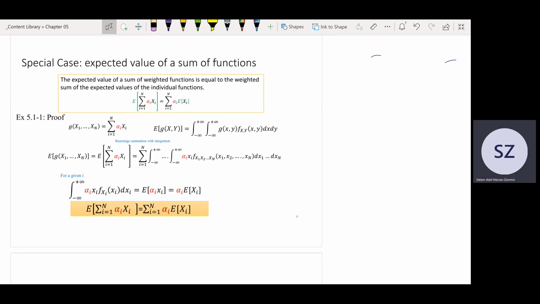Now let's see if I want to find the expected value of a sum of random values. So here I have a sum of random values, alpha i xi. So call y the summation of alpha i xi, i equals 1 to n. Well, alpha i here are just constants. These are constants. Okay. Now, how do we find the expected value of y, which is the expected value of the summation of alpha i xi?